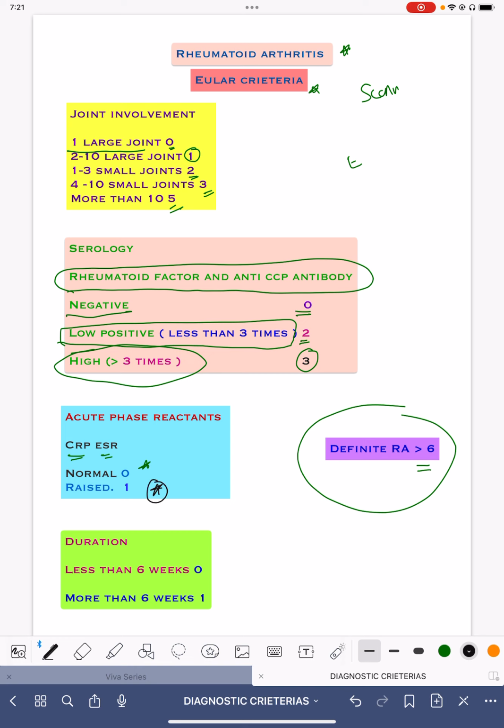And one of the most important things is duration. If it is less than 6 weeks duration, we give a score of 0. And if it is more than 6 weeks, we give a score of 1.